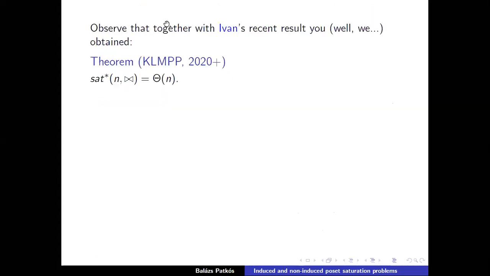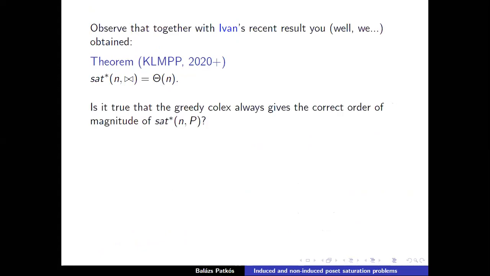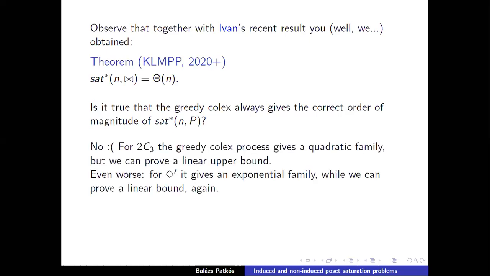And luckily, just a couple of days before our manuscript went onto arXiv, a talented PhD student from Cambridge showed a linear lower bound. So now we have the theorem that the induced saturation function of this particular poset is linear in terms of the size of the ground set. Okay, so if this went so well, then of course one can ask whether this greedy collex process always gives the correct order of magnitude. And the answer is no.